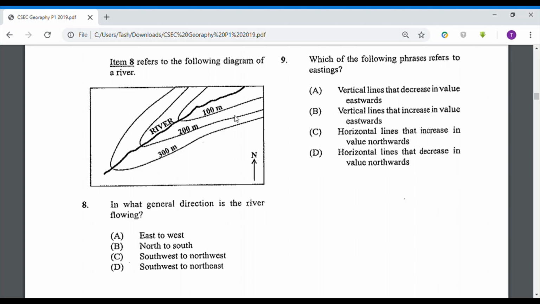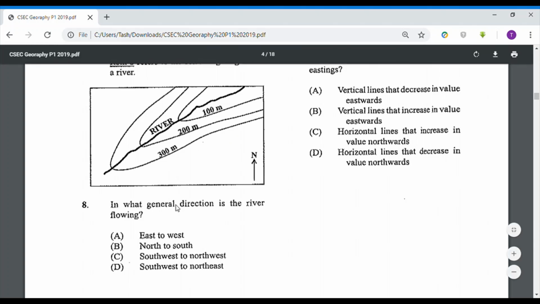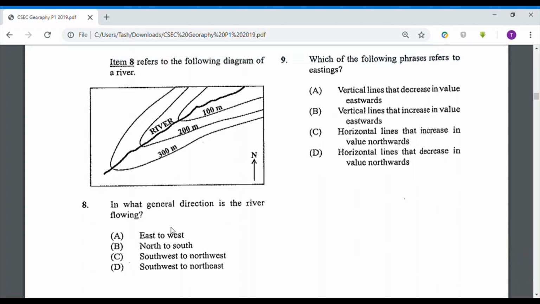Now for the question, what is the general direction that the river is flowing in? Is it east to west? No. North to south, we can see that it's not that either. Southwest to northwest, southwest to northeast. So if we had a pencil and a ruler, we could draw our north-south line here, and we would realize that over this section would have been right in the middle of south and west.